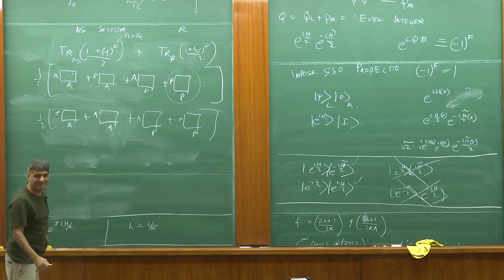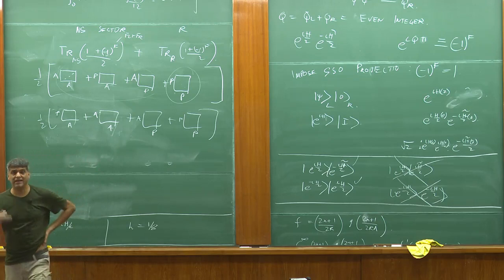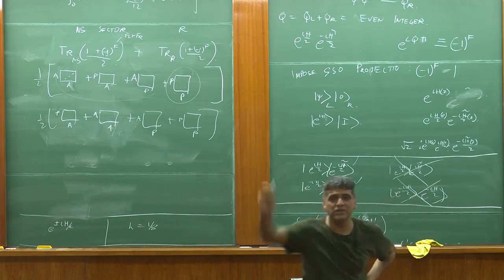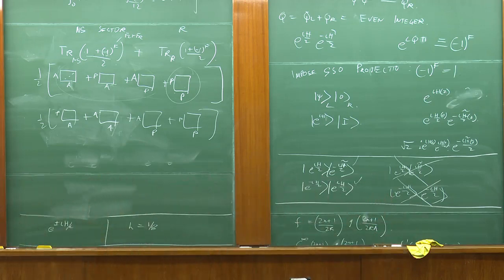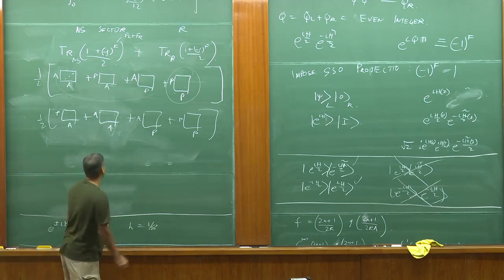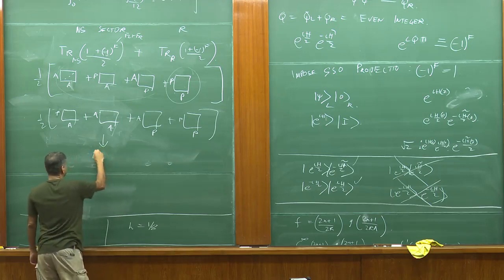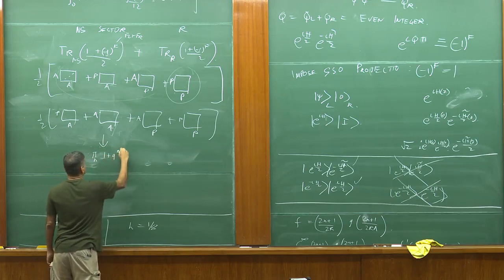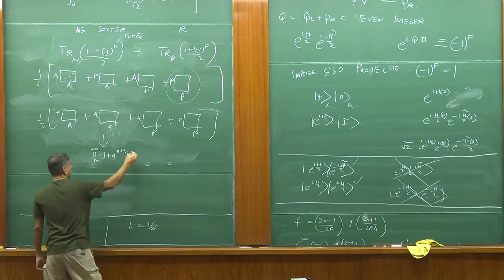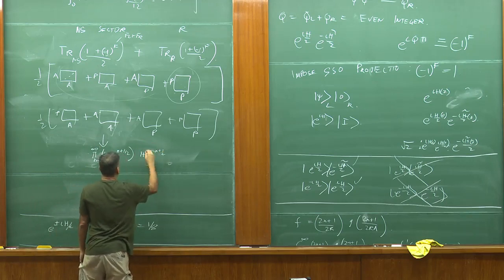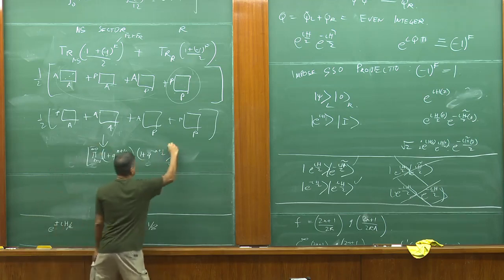Let's start with this guy, which is the easiest of the lot. What was our theory? It was in the NS sector. We had fermionic harmonic oscillators of energies half, three halves, and so on. And we had two of them. So can you say that the partition function here is the product over n, 1 plus q to the power n plus half, n equal to 1 to infinity, times 1 plus q bar to the power n plus half, and then the whole thing squared.